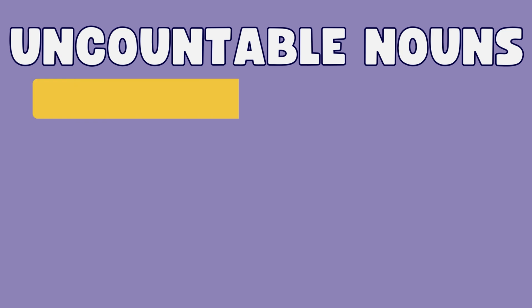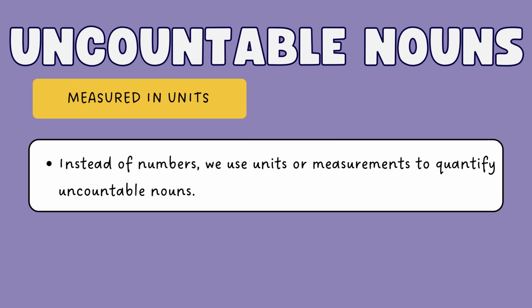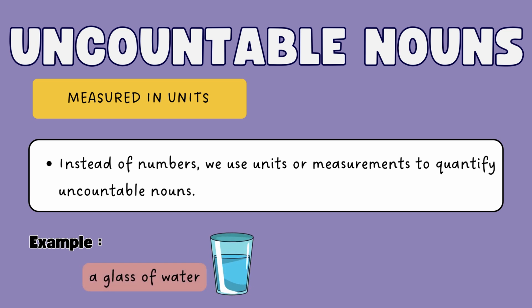Measured in units. Instead of numbers, we use units or measurements to quantify uncountable nouns. Example: a glass of water, 2 slices of bread.